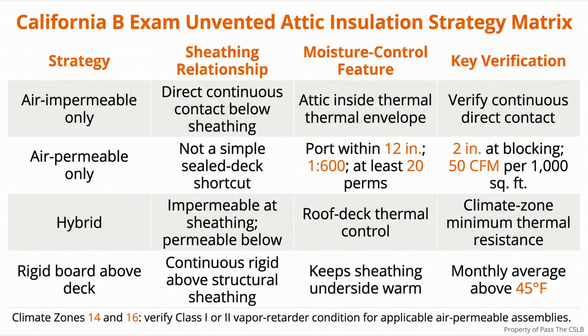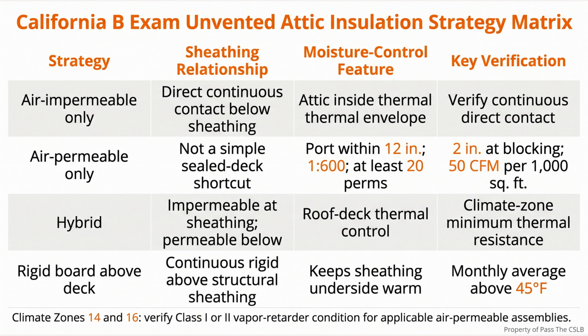For a hybrid assembly, the air impermeable layer stays directly against the sheathing, and the required thermal resistance of that layer depends on climate zone. For an above-deck, rigid insulation strategy, the continuous insulation must be sufficient to keep the monthly average temperature at the underside of the sheathing above 45 degrees Fahrenheit under the cited pathway. In climate zones 14 and 16, the report also identifies a Class 1 or Class 2 vapor retarder condition for certain unvented attics using air permeable insulation.